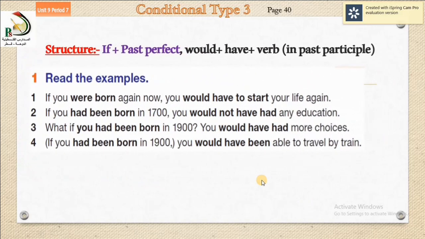Let's get to our book example. Again, I'm writing here the structure for you. Note it down in your book and in your notebooks also in order to keep it in your mind. Read the examples, and you will write for me which ones are which conditional: type 0, type 1, type 2, or type 3.